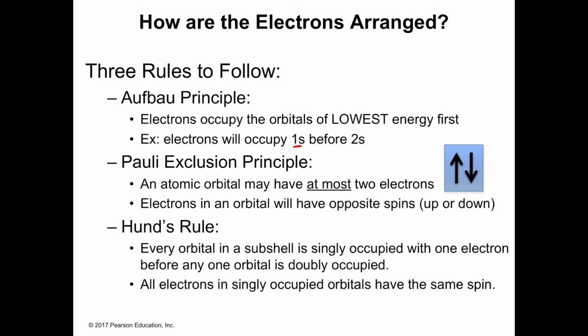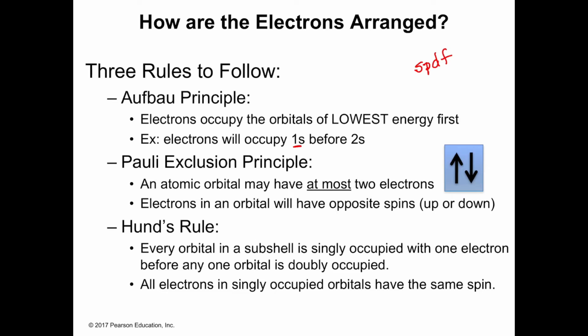They'll also fill the s orbital before the p orbital, before the d orbital, and so forth. Remember, SPDF tells us the order of the orbitals. The Pauli exclusion principle states that an atomic orbital may have at most 2 electrons. So that means it can have 0, it can have 1, or it can have 2, but it can't have more than 2. And electrons in those orbitals will have opposite spins. One of them will be spin up, and the other one will be spin down. That doesn't mean a lot in this class, but it will in higher levels of chem because each electron has to have kind of its own address.